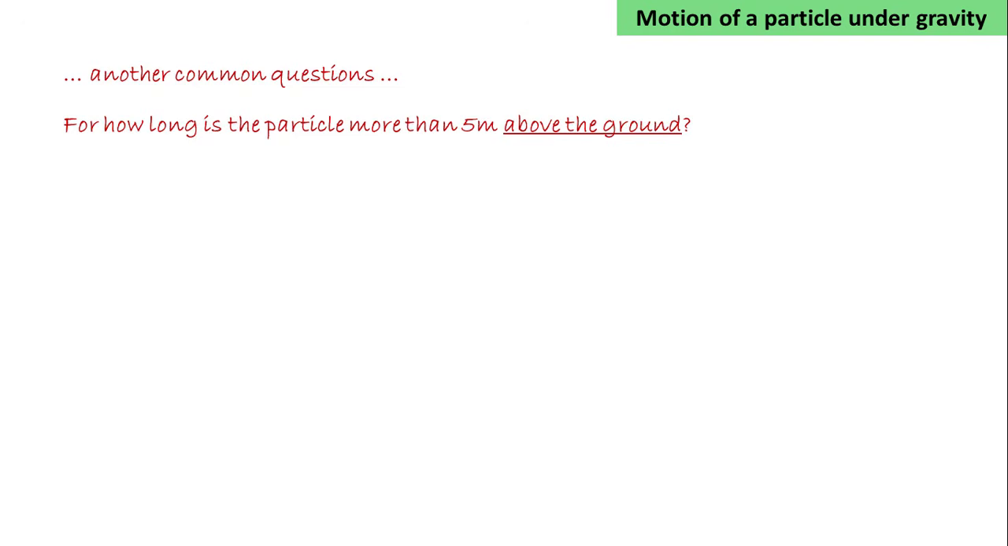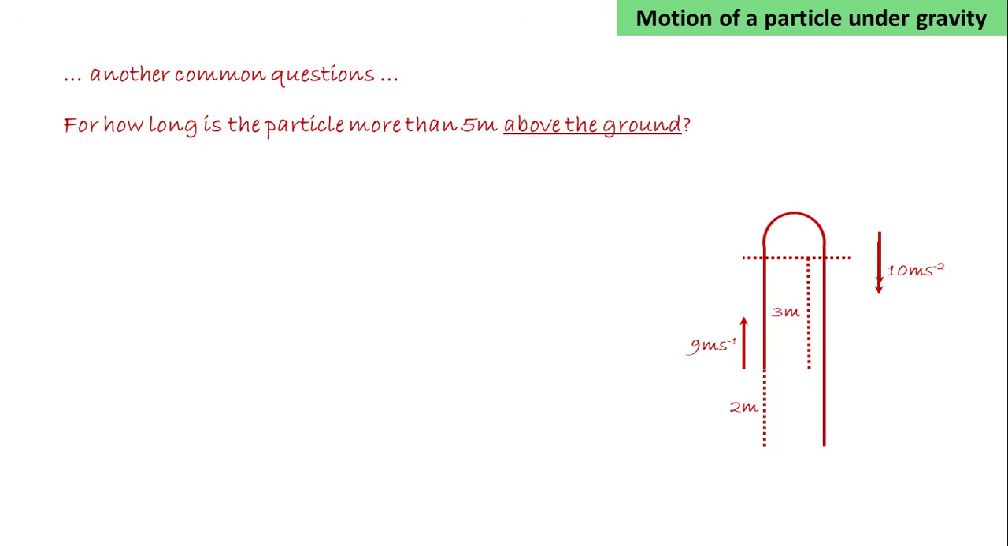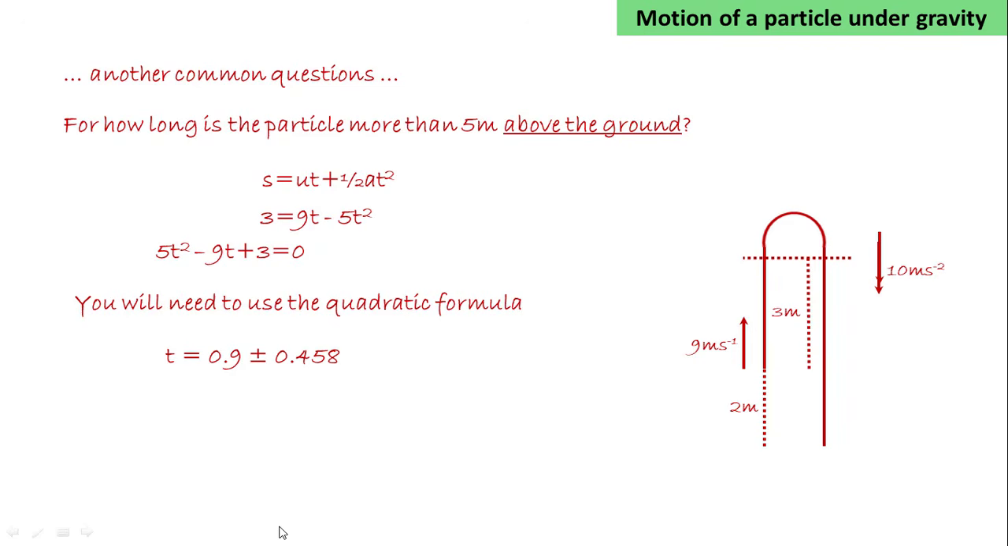Another common question, for how long is the particle more than 5 metres above the ground? Let's take a look at this scenario. Here, 5 metres above the ground, S equals 3 metres above the point of projection. S equals ut plus a half AT squared. We get 3 equals 9t minus 5t squared. We get this quadratic. We solve it using the quadratic formula.